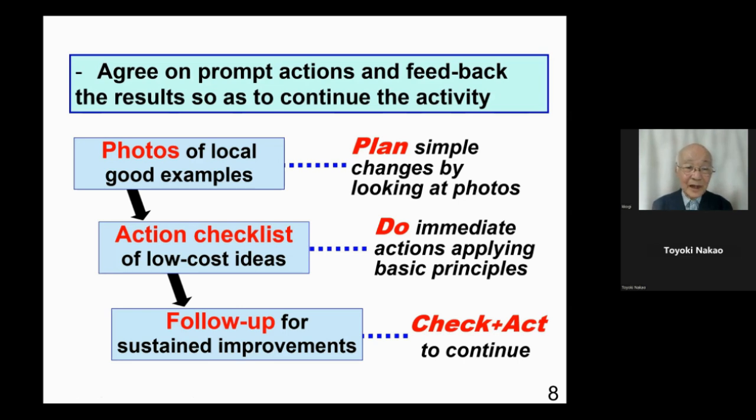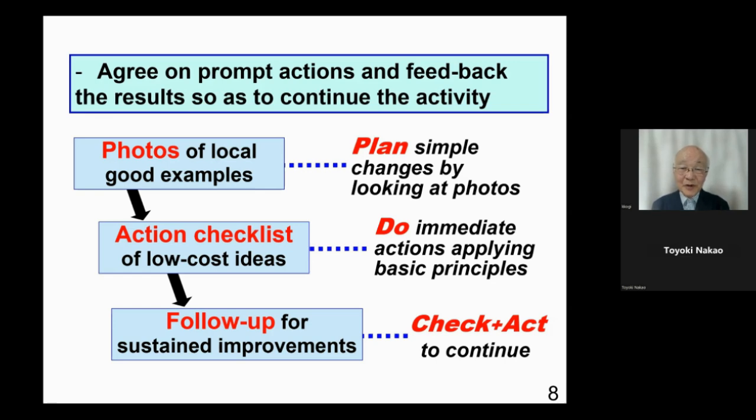Here are shown the processes made by these three steps. First, we learn good example photos, and then we are asked to make use of an action checklist locally adjusted to propose feasible low-cost ideas. And since group work is followed, the results can be followed up for sustained improvements.